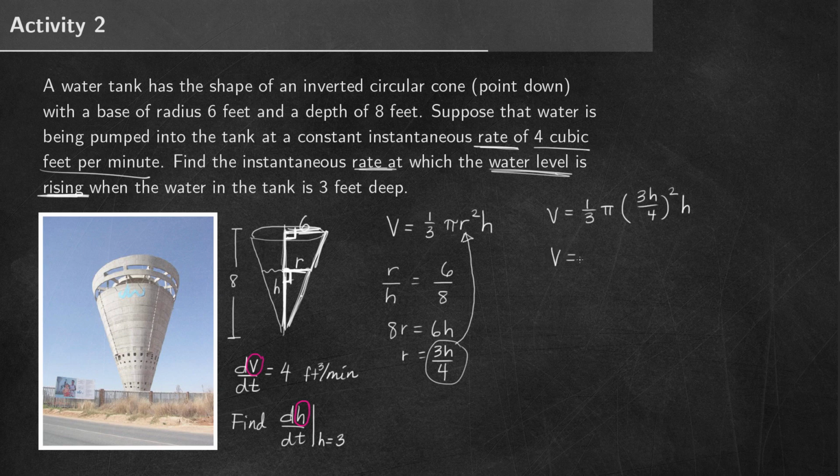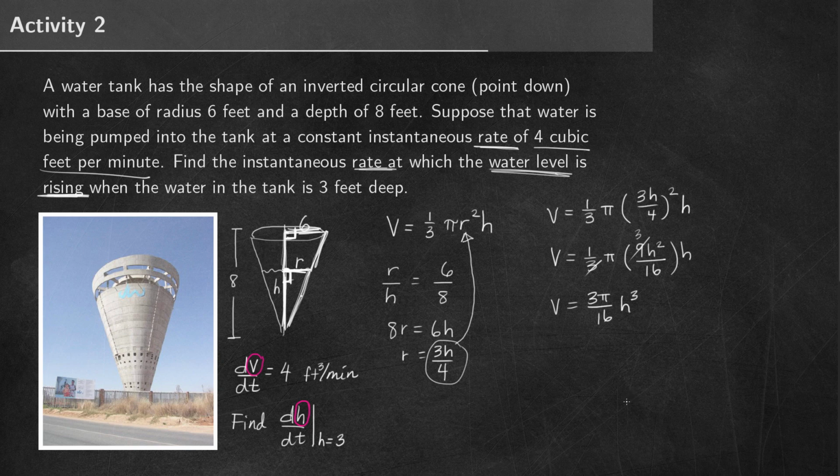So V equals 1/3 pi. 3h squared is 9h squared over 4 squared, which is 16, and times h again. So, okay, 9 divided by 3 is just 3. So I have 3 pi over 16 times h cubed. Now when I go to take my derivative, I'm just going to have to use power rule and, of course, implicit differentiation. So we're ready for the next step.